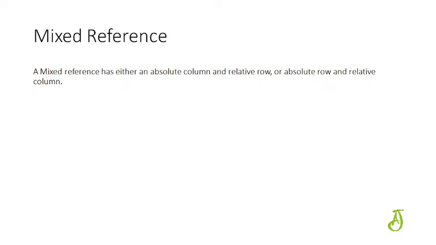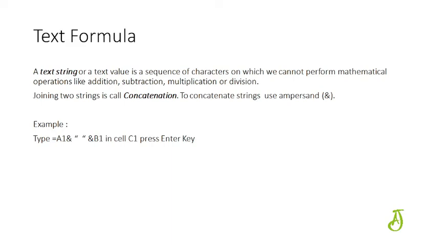Mixed reference. A mixed reference has either an absolute column or a relative column, or an absolute row or a relative row. Text formula. A text formula or text value is a sequence of characters on which we cannot perform mathematical operations like addition, subtraction, multiplication or division. Joining two strings is called concatenation.